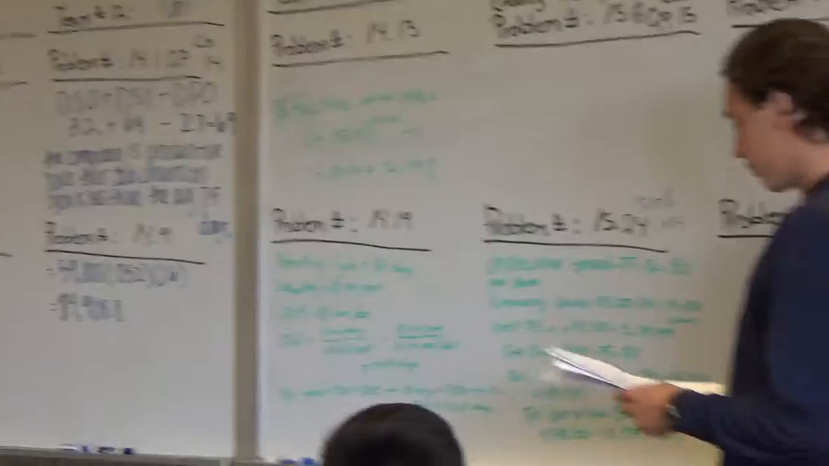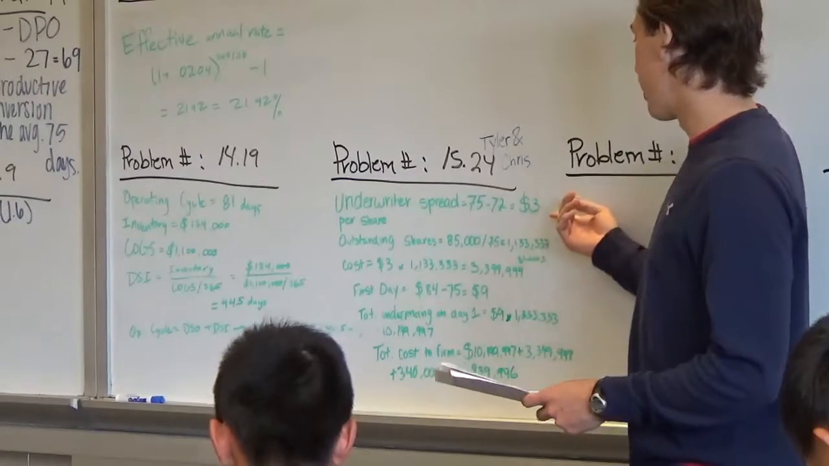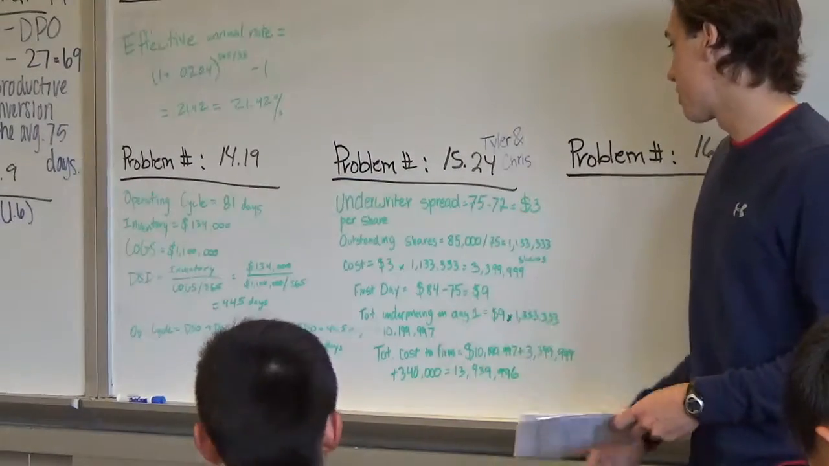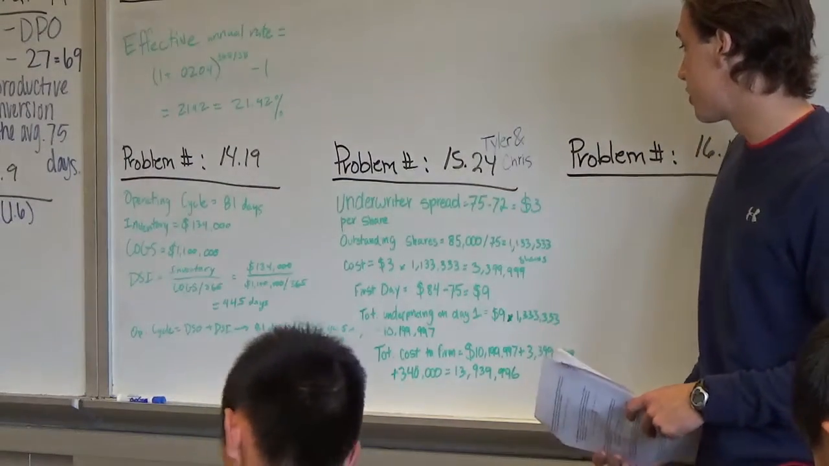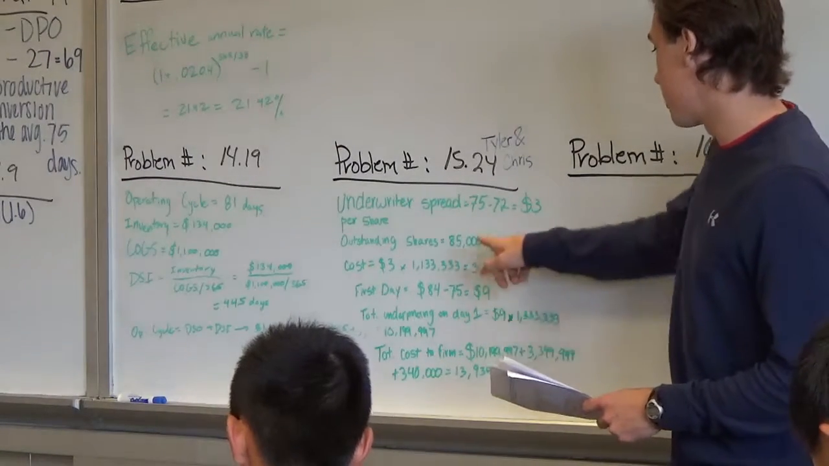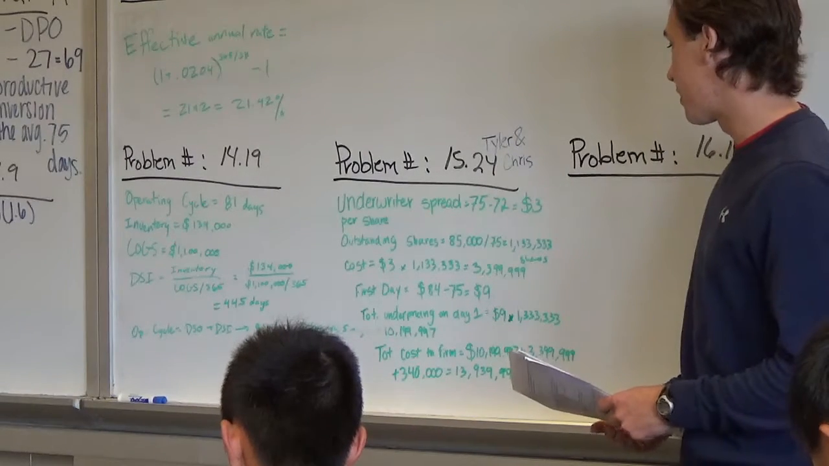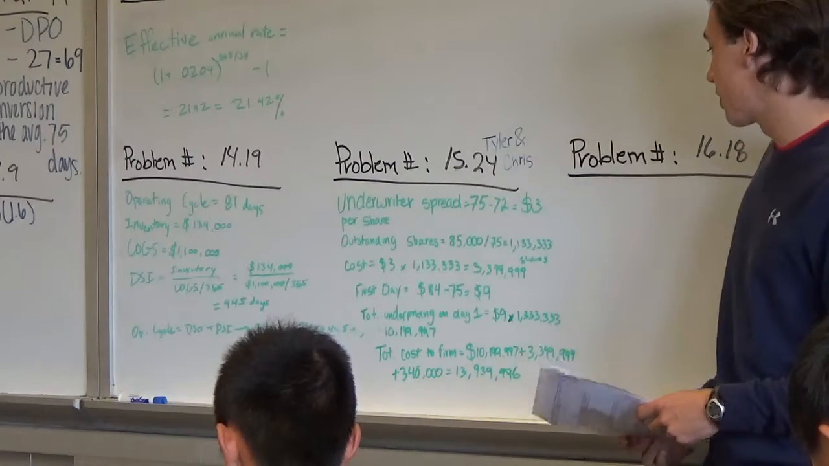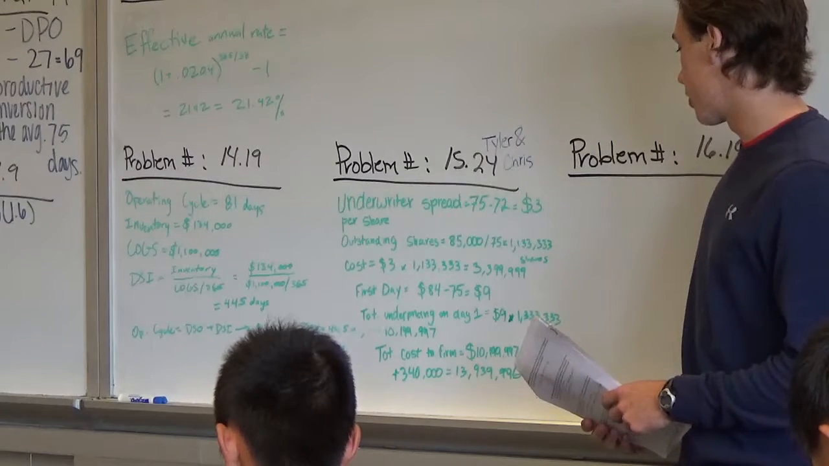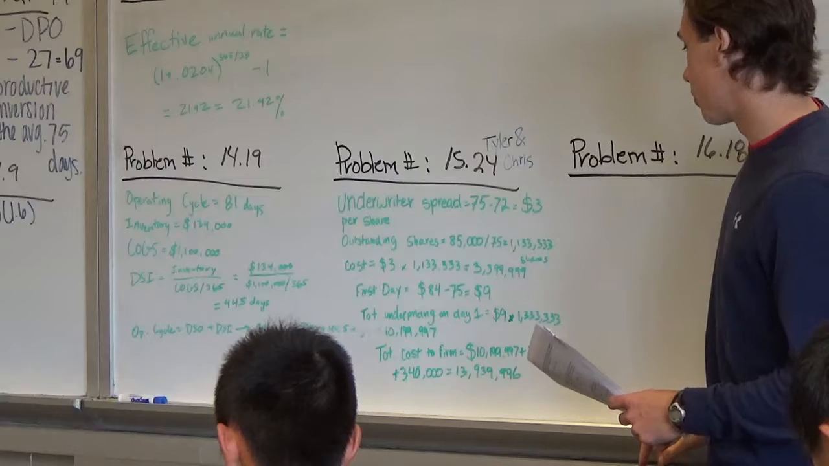We did 15.24, and it's asking for the total cost to the firm of issuing the securities. And we found the underwriting spread, which was 75 at the start of the day to 72 at the end of the day, so that was $3 per share. And they issued 85 million shares divided by the start of the day price to find out how many shares there were, which was 1,133,333. So we find the cost of those shares, which was 3,399,999.